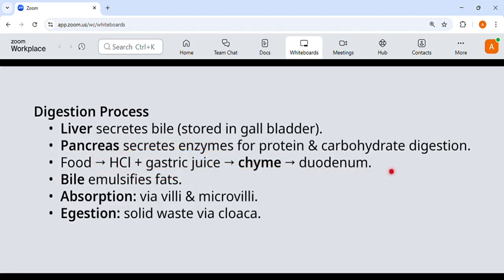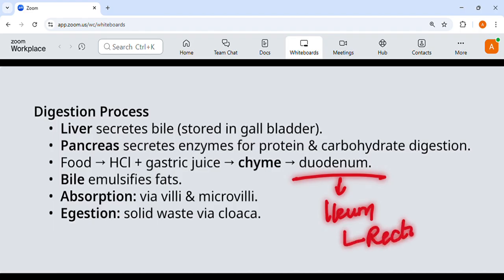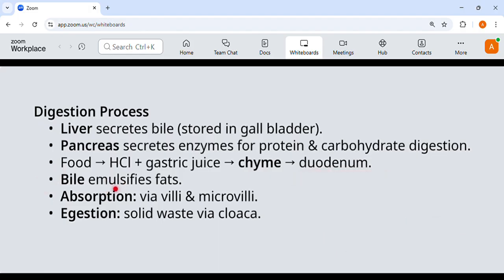Then the intestine, we know, has three parts. It reaches duodenum, then ileum, and then rectum. Okay, then cloaca and cloacal aperture. So bile helps in emulsification of fat. We know large fat globules will be converted into small fat globules. Then whatever important nutrients are there will be absorbed via villi and microvilli. Then egestion happens. Solid waste will be moved out via cloaca. Okay, this is the process of digestion that's happening in the frog.